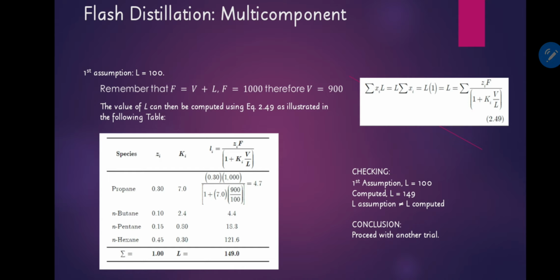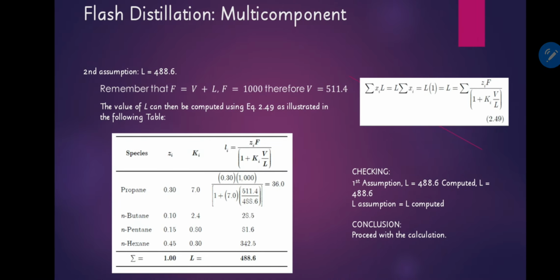So checking the first assumption, L is equal to 100%. The computed L is equal to 149. So L assumption is not equal to L computed. Therefore, our conclusion is that we proceed with another assumption or another trial because L computed and L assumption are not equal.